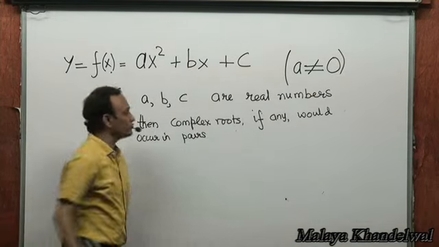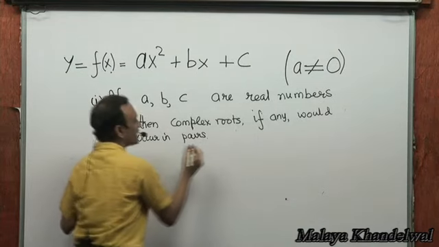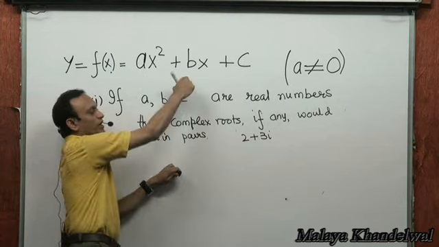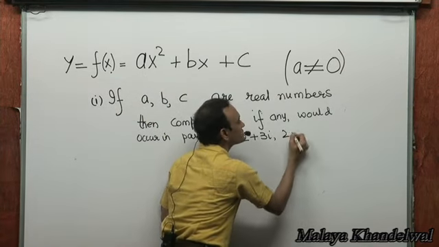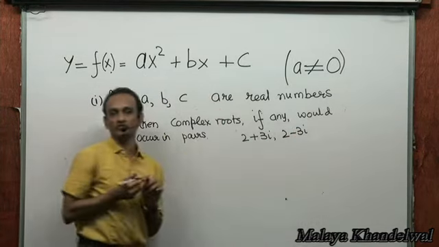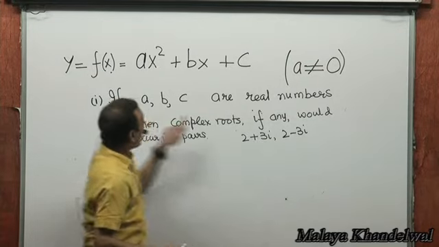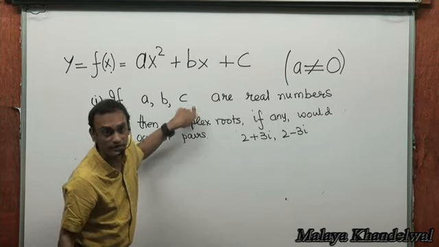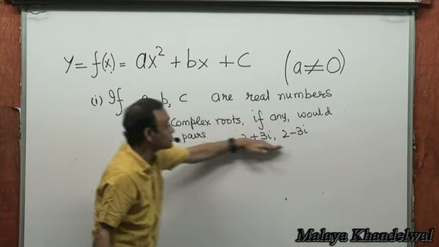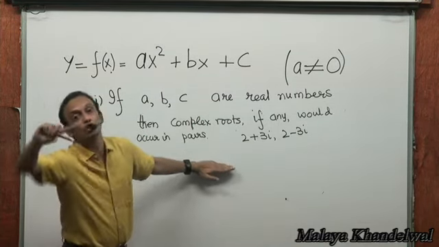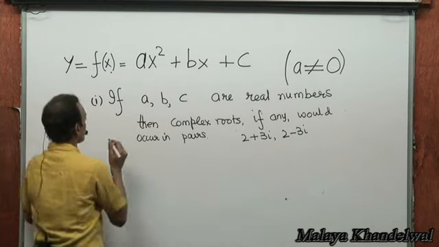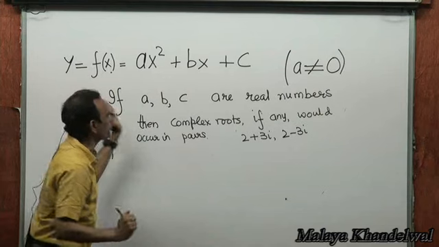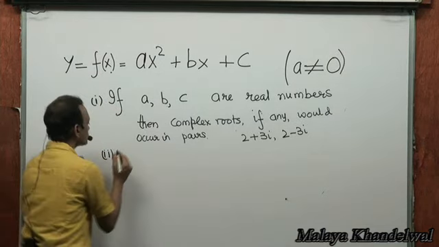Complex roots, if any, would occur in pairs. That means, say, if 2 plus 3i is one root of this quadratic, then 2 minus 3i would be the other root of this quadratic. That means complex roots occur in pairs, provided a, b, c are all real numbers. However, if even one of them is found to be non-real, then occurrence of complex roots in pairs is not guaranteed. We'll have a detailed discussion on this later on, but for the time being, take notice of this.